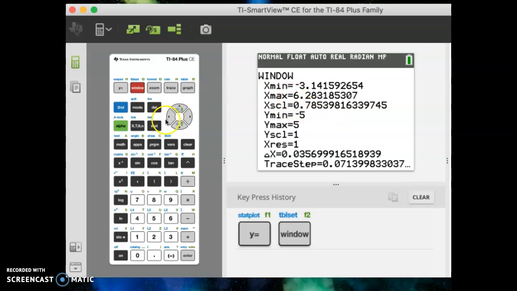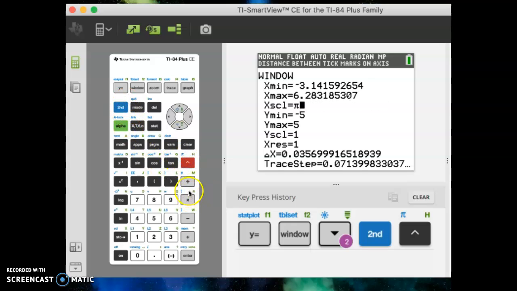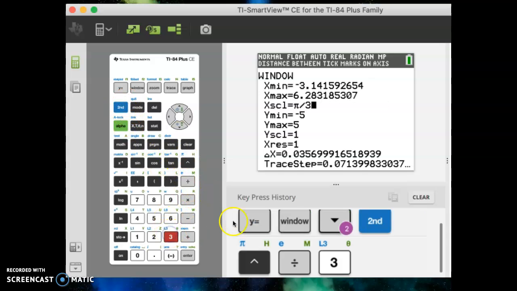my x scale right here, I'm actually going to change to pi over 3, just because I'm privy to some information on this problem that you are not, but it's going to help us immensely when we're looking at our intersections. So if you didn't know that, that's totally okay. It wouldn't be expected. The calculator will do the calculations for you, but it'll just be easier to see. So I'm changing my x scale to units of pi over 3.